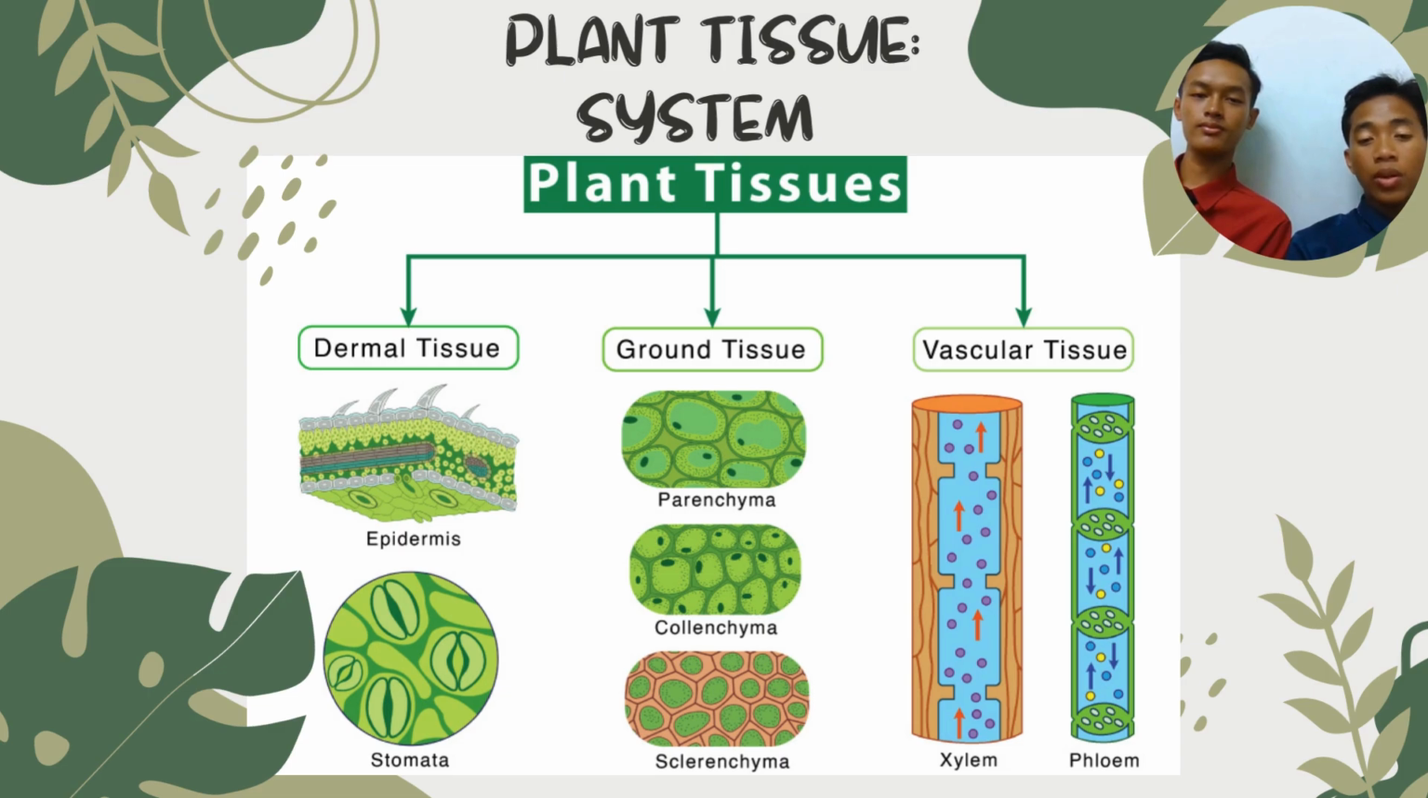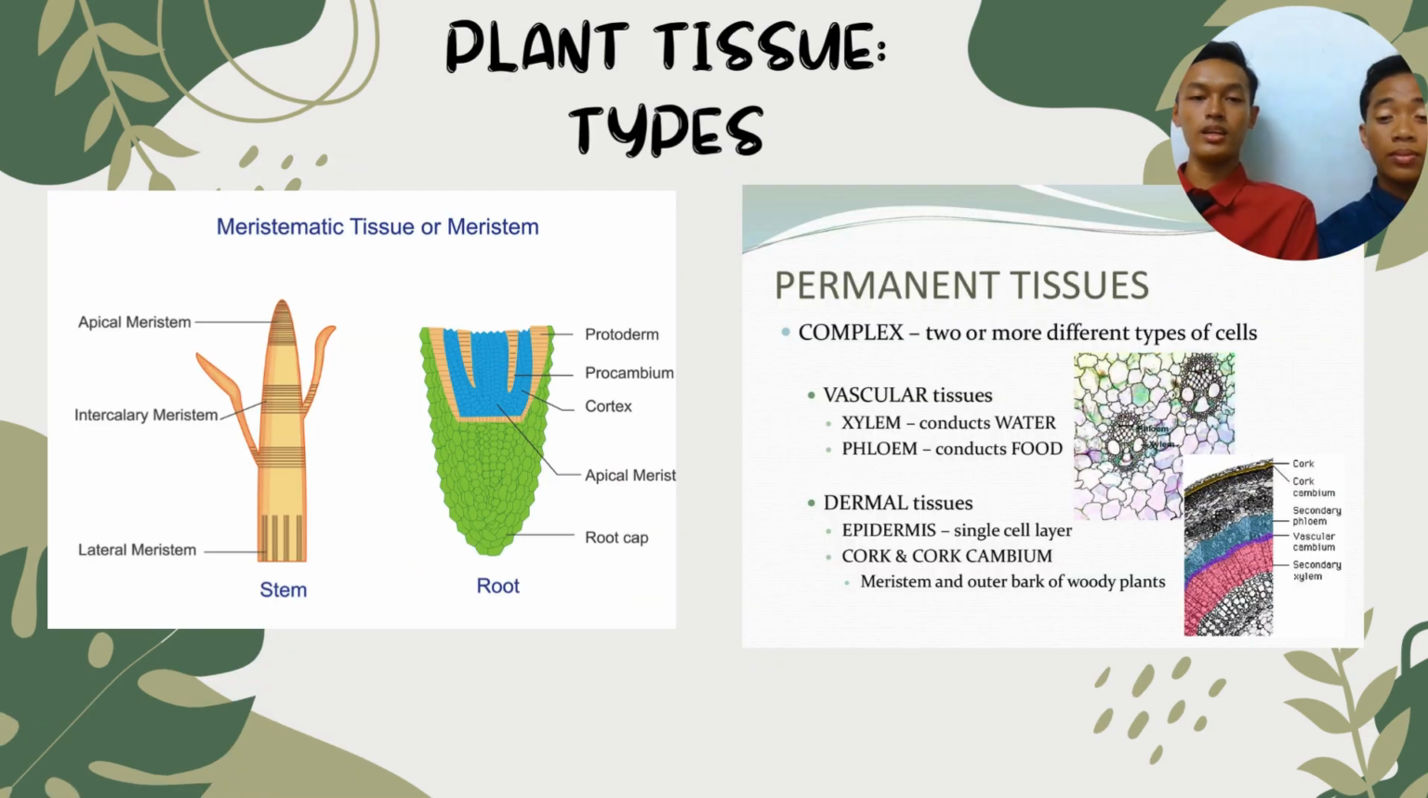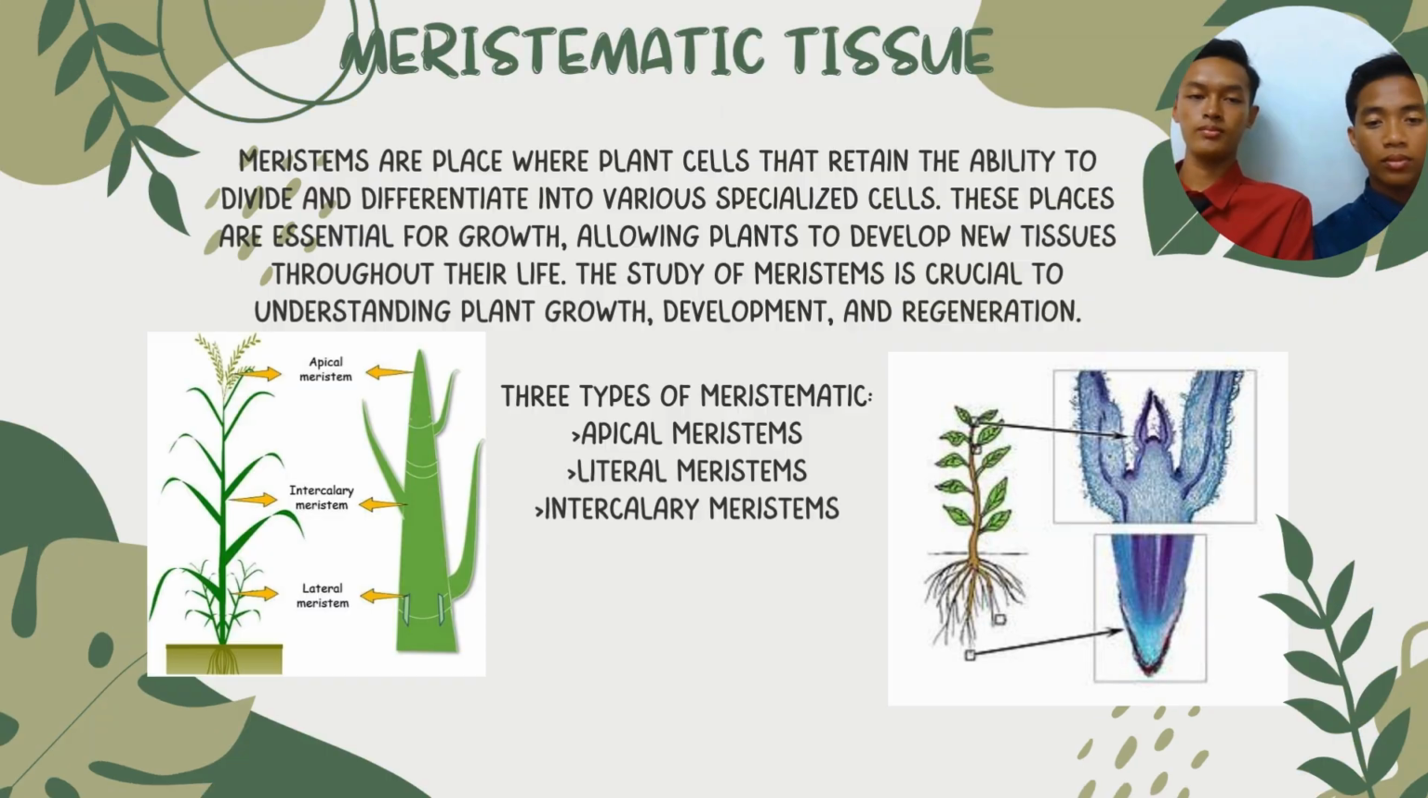In this topic, we will go through the plant tissue. In the plant tissue, there are two parts, which is system and types. For plant tissue of system, there are dermal tissue, ground tissue, and also vascular tissue. And for the types, they have meristematic tissue or meristem, and then they have permanent tissue. First of all, we will go through the meristematic tissue.